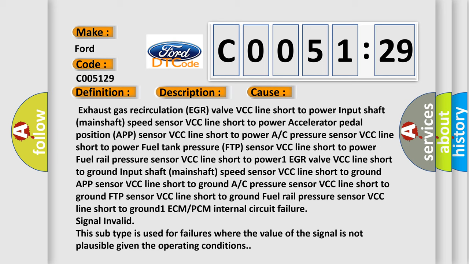ECM or PCM internal circuit failure. Signal invalid: this subtype is used for failures where the value of the signal is not plausible given the operating conditions.